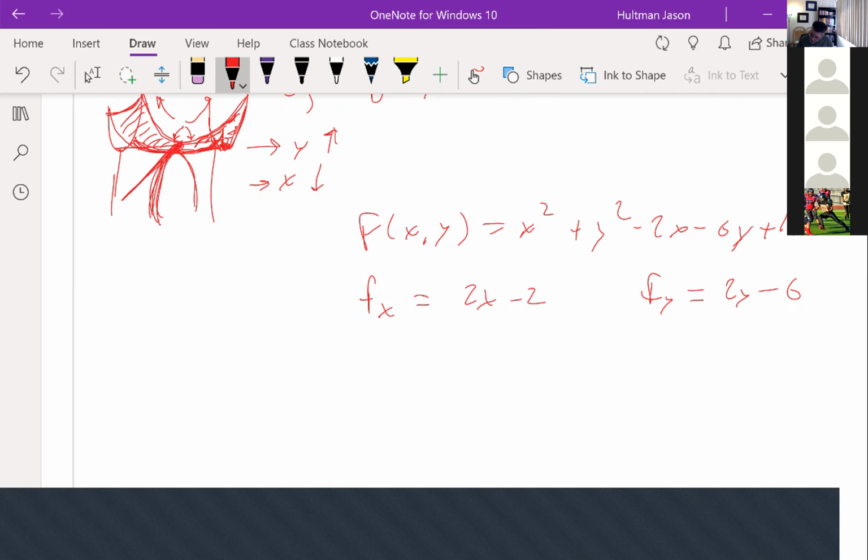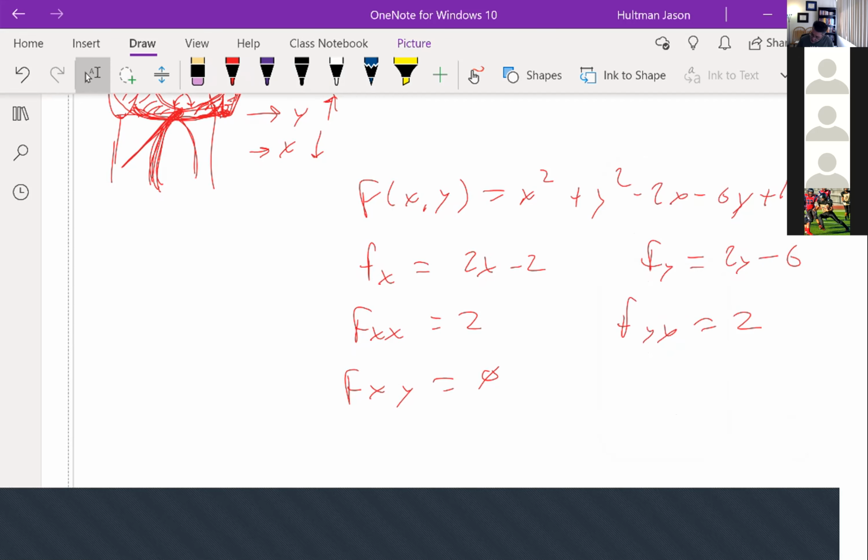Minus 6. So what's f sub xx? Well, that's just equal to 2. What's f sub xy? Well, that's equal to 0. There's nothing. What's f sub yy? Well, that's equal to 2. Okay. So let's see what happens here.